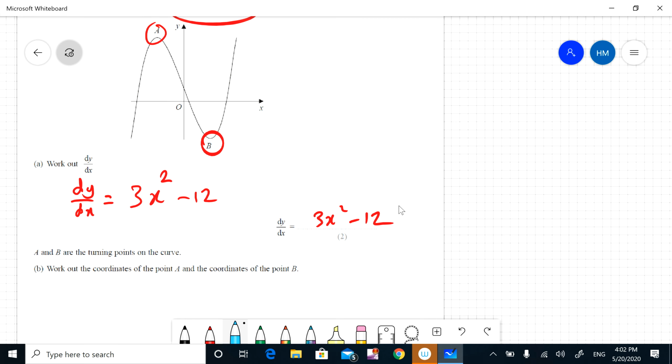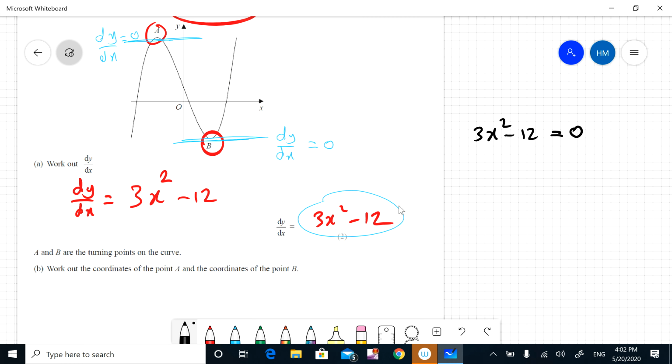You remember that if you draw any tangent, it will be parallel to the x-axis at the maximum or at the minimum. So always dy over dx, which is the gradient, equals 0 at the minimum, and dy over dx at the maximum equals 0. And we have dy over dx, so you can start with 3x squared minus 12 equals 0.